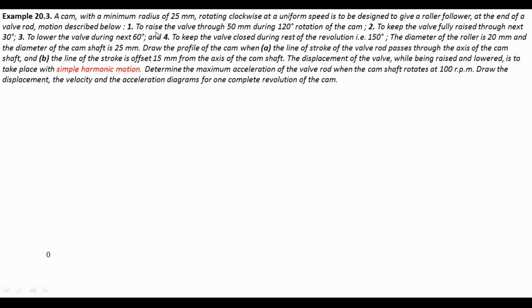So here the outward stroke is 120-degree and the lift of follower, that is nothing but the lift of that valve, is 50 mm. Second is to keep the valve fully raised through the next 30 degrees. It means that this is the dwell period for which the valve will be in the open state. Okay, so this is the dwell period of 30 degree at which the follower will be at the topmost position and at the stationary condition.